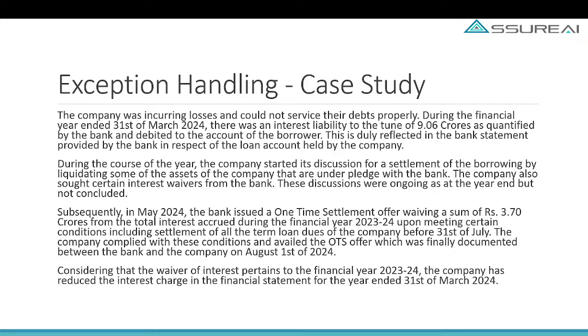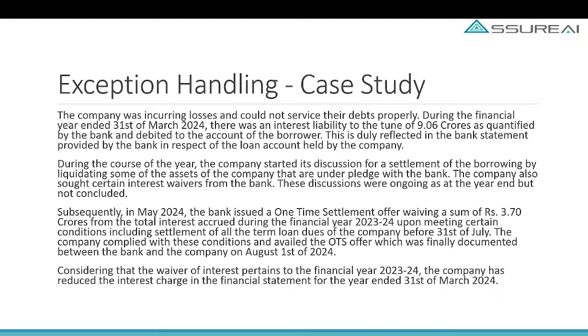And during the course of the year, the company started its discussion for settlement of the borrowing through one-time settlement. So the discussions were going on, but it was not concluded. Subsequently, in May, the bank issued an OTS offer waiving some 3.7 crores of the total interest accrued for the financial year 23-24 upon meeting certain conditions, including settlement of all the term loan dues of the company before March. So these are all conditions stipulated in the OTS offer. The company complied with these conditions and availed the OTS offer, which was finally documented. And the company recognized the interest waiver in the financials for the year March 23-24.